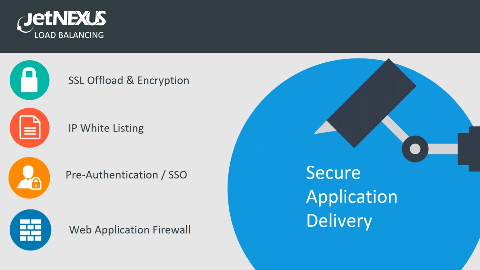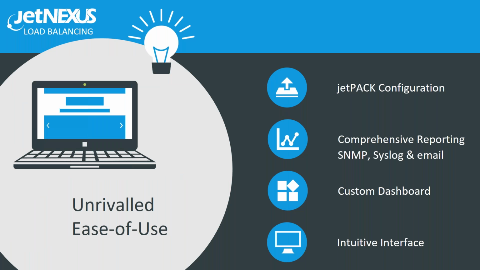We've talked about SSL offload, so in terms of secure application delivery, we can do SSL offload and encryption. We can do some IP address whitelisting through the firewall, through the flight path functionality. We've got pre-authentication and single sign-on, and we've also got web application firewall. So we like to think that we've got unrivaled ease of use. We've got jetpacks to speed up deployment.